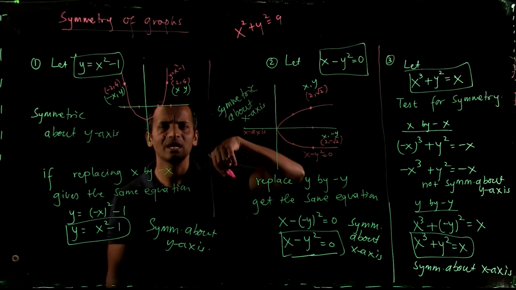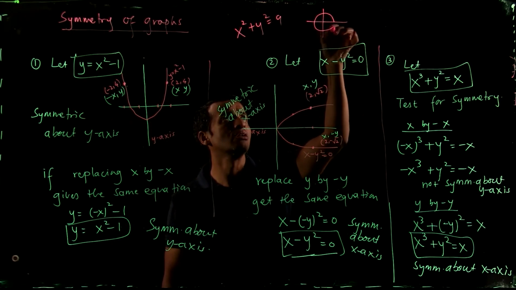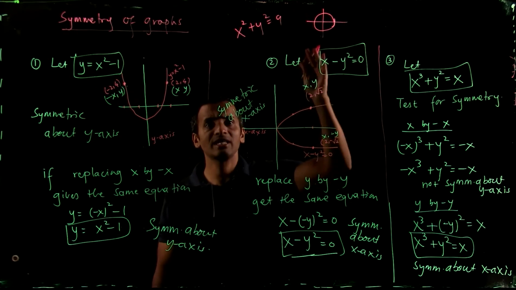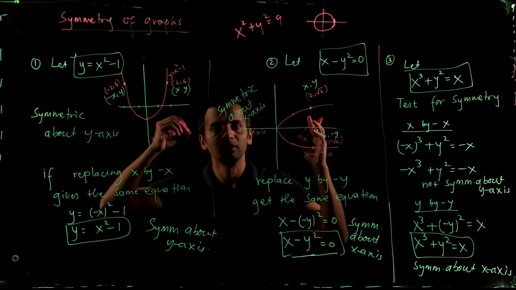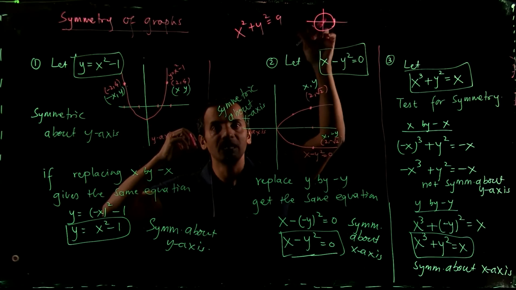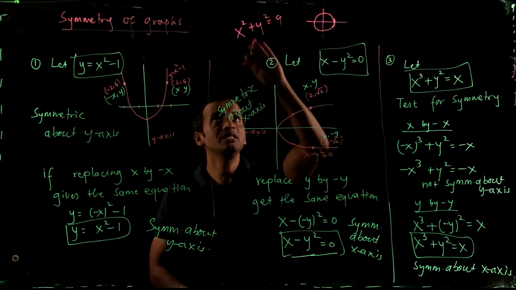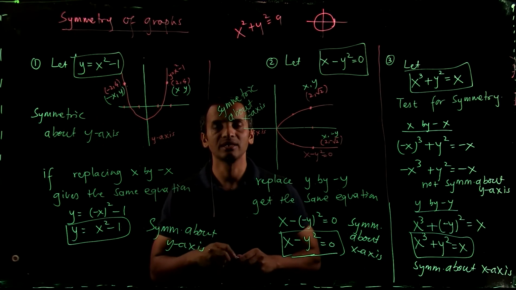How does the graph of this look like? Have you imagined that? The graph is like this. This is a circle with center at origin. If you cut it through the y-axis and fold it, you will get exactly the overlapping shape, right? Similarly, if you cut it horizontally, you will get the same thing. That's why this equation is symmetric about x-axis and y-axis.